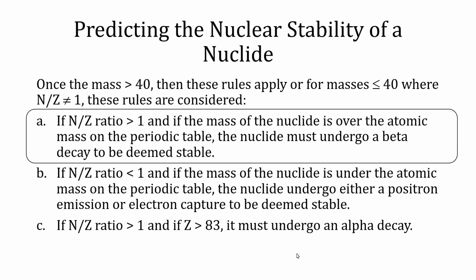If the N to Z ratio is greater than 1, and if the mass of the nuclide is over the atomic mass on the periodic table, the nuclide must undergo a beta decay to be deemed stable.